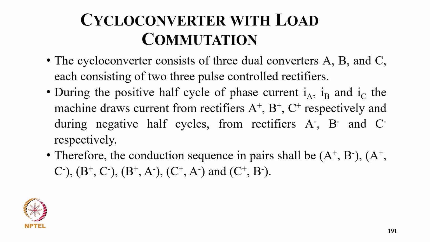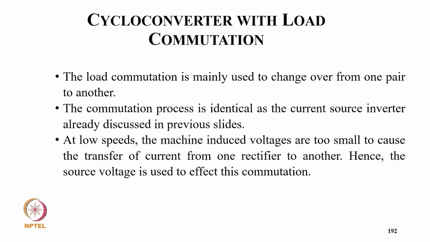So this cycloconverter consists of 3 dual converters A, B and C, each consisting of two 3-phase pulse controlled rectifiers, and during the positive half cycle of phase currents Ia, Ib, Ic, the machine draws current from rectifiers A plus, B plus, C plus respectively, and during the negative half cycle, rectifiers A minus, B minus, C minus respectively. Therefore, the conduction sequence in pairs shall be A plus, B minus; A plus, C minus; B plus, C minus; B plus, A minus; C plus, A minus; and C plus, B minus. So the load commutation is mainly used to change from one pair to another, and the commutation process is identical to the current source inverter already discussed in the previous slide.